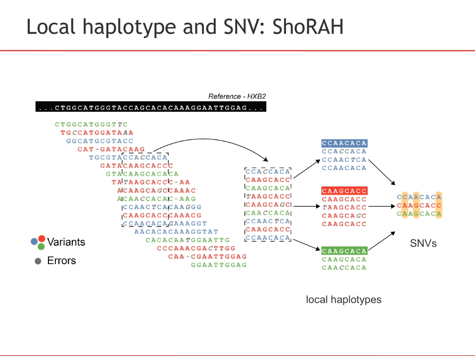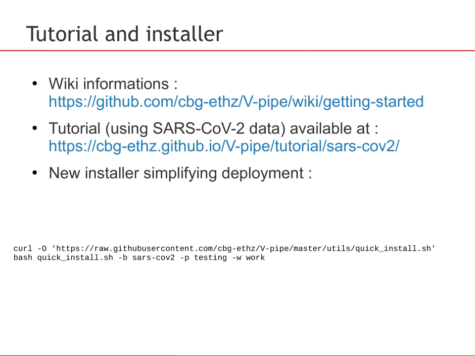One example of such a component that we have developed is Shorah, which is in charge of reconstructing local haplotypes and calling the SNVs. It works by sorting the reads inside windows, then per window trying to cluster similar reads together and trying to eliminate the errors, which are going to be seen as spread randomly all over and not clustering together. Once these local haplotypes have been generated, calling the SNVs with a high confidence of eliminating the errors is easier. More information about V-Pipe and how to use it can be found on the wiki.